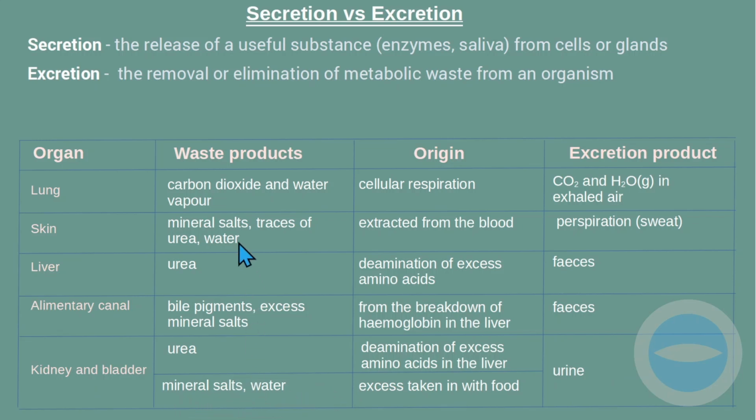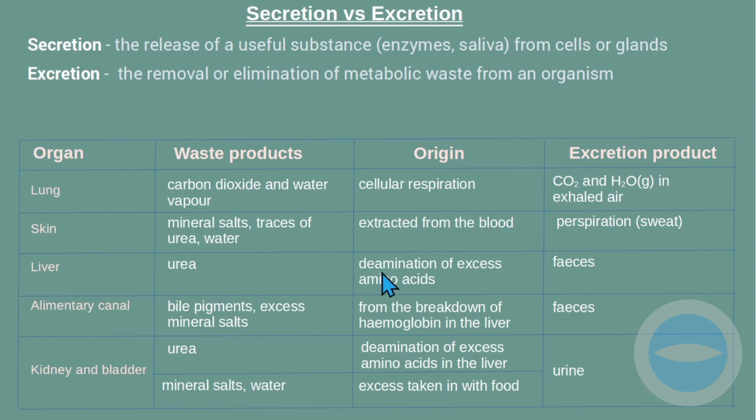So this one is the same as the one for the skin, because the skin produces sweat. This is why the products that are released by the skin are almost the same as the ones for the kidneys, because the kidney is the one that supplies the skin with the product. And then mineral salt and water: origin, excess taken in with food, and then they come out as urine. So these are the products.